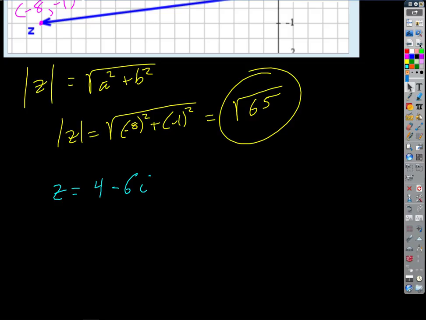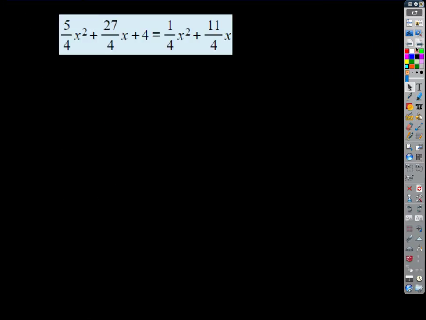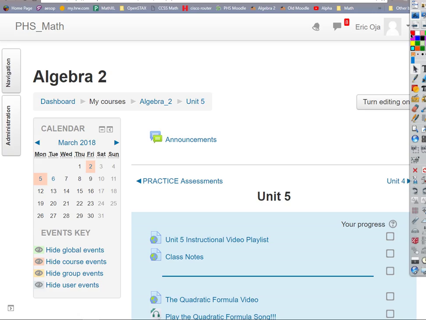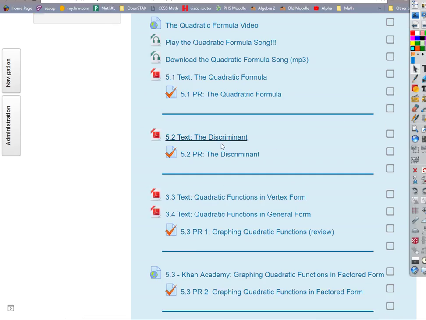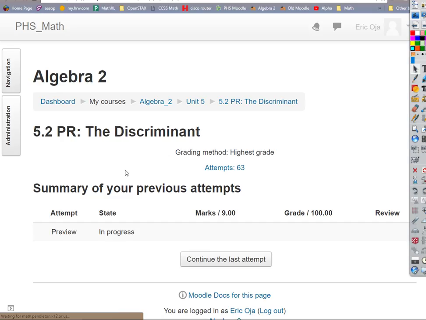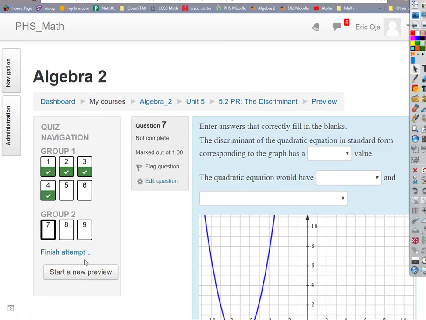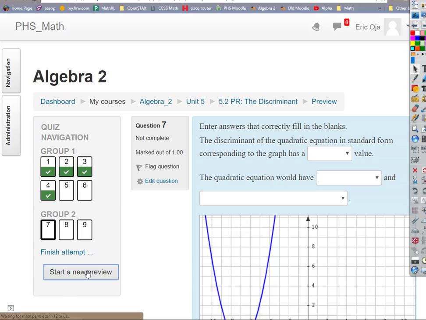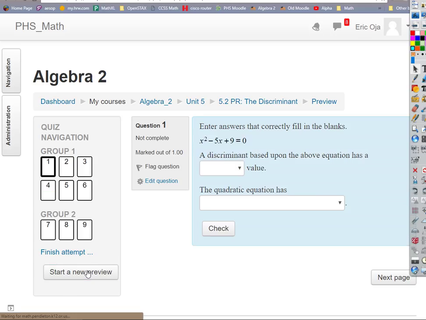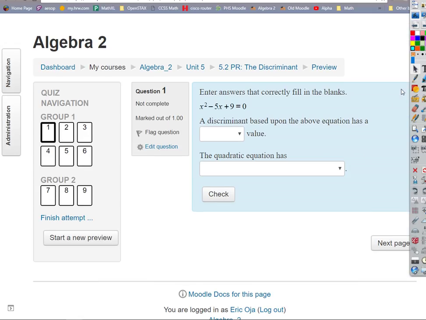Okay, let's look at the discriminant a little bit. The discriminant is really simple. I mean, the easiest stuff you'll do in Unit 5 and maybe the rest of the year would be the discriminant stuff. You just have to understand what it means, and maybe that's the problem. Pull up that assignment, how about? And let's just... Okay, so the discriminant.